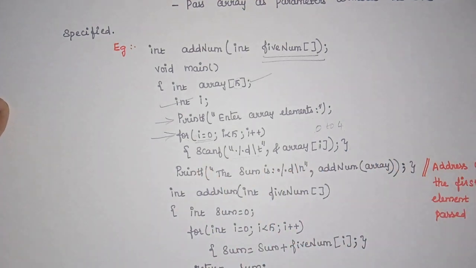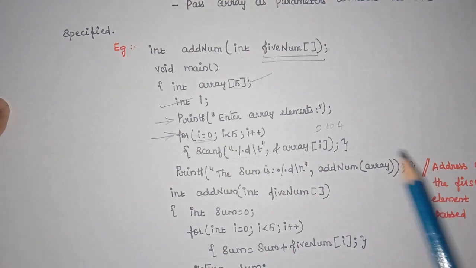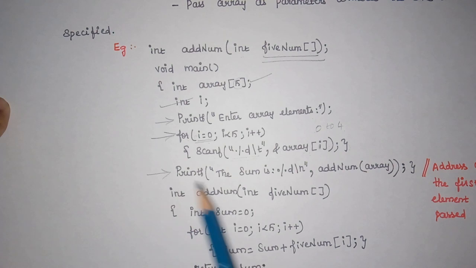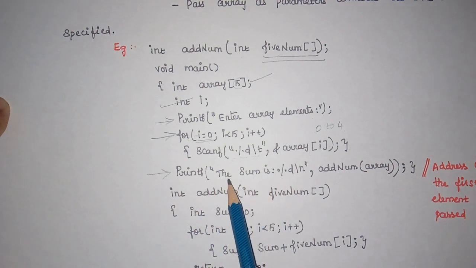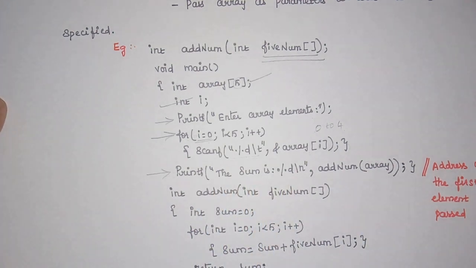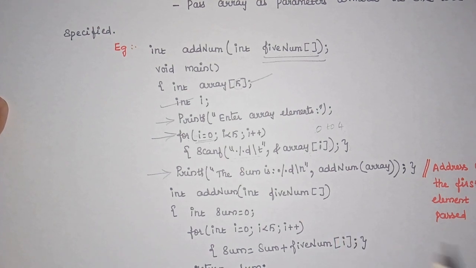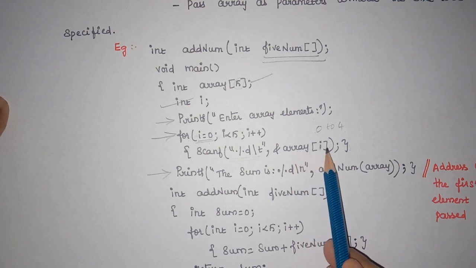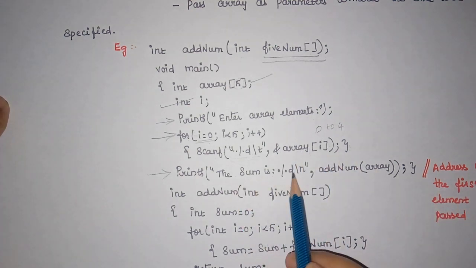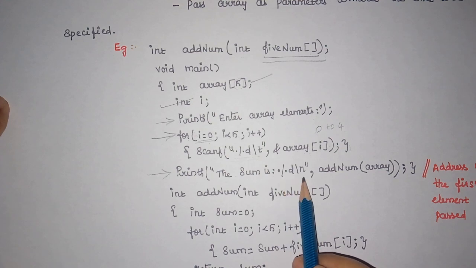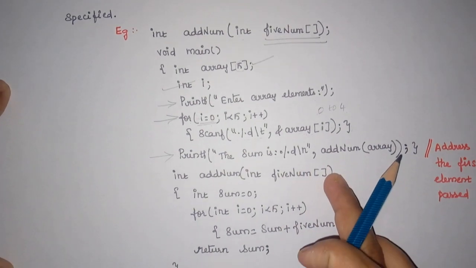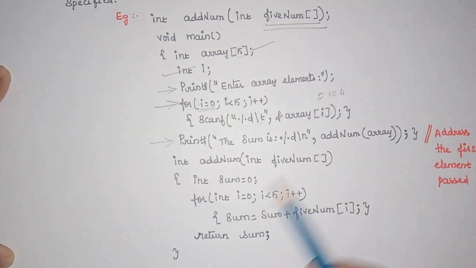Now 5 elements are entered as input to this array. After this statement, we have a printf statement, and this printf statement is used to print the sum is. So what we are going to do here is sum the elements of the array. We are going to sum all the elements of an array. And where are you going to perform this addition? You are going to perform this addition inside a function, and this is what a function definition is.